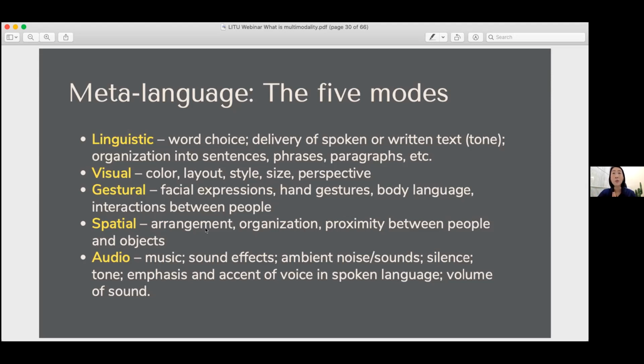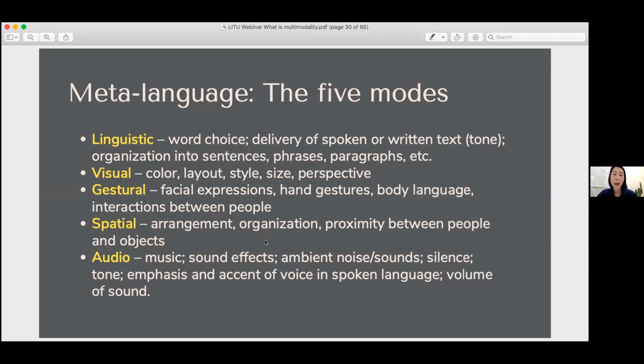If you ask your students to do a play or some kind of role play, maybe spatial is something that you want to focus on. Audio would be another thing, maybe if you ask them to record the presentation, or even if you are asking them to do video clips, maybe visual. But in my case, I actually focus on written language. So the two modes that I focus on the most are linguistic and visual, right? Things about color, layout, style, size, and perspective.